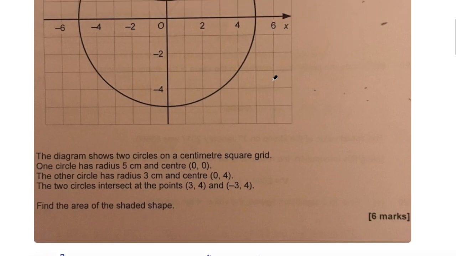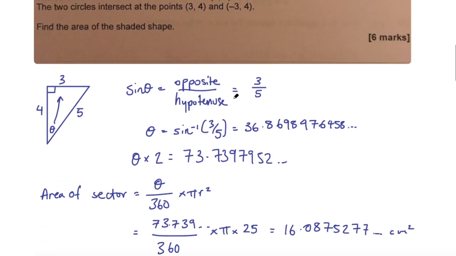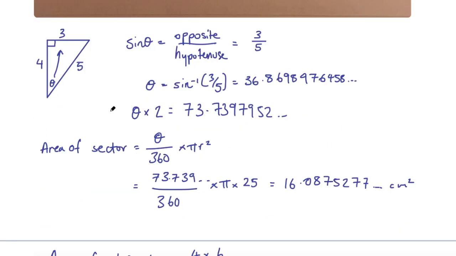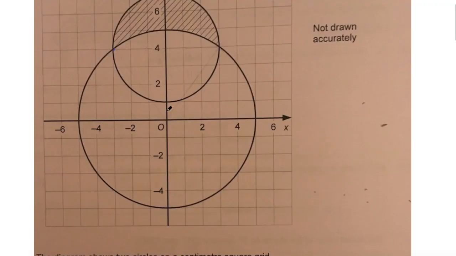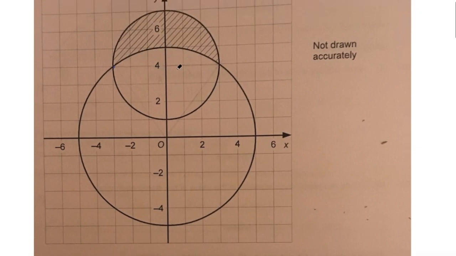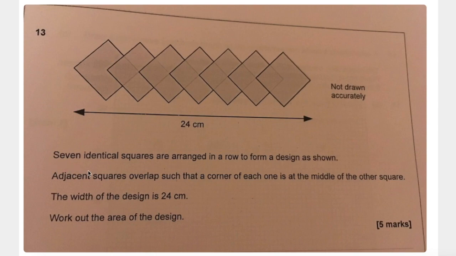Definitely a 6-mark question. Let me know how you went with that question. Which steps did you find the most difficult? I would say probably finding the angle of the sector is the most difficult step there, and then finding the area of the segment.